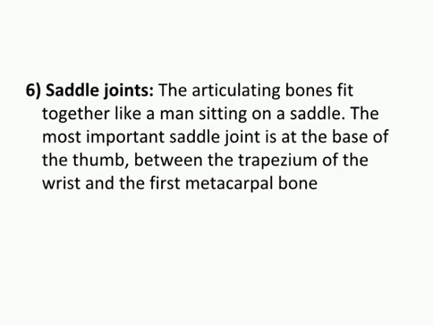Now the sixth type of synovial joint is the saddle joint. The articulating bones here fit together like a man sitting in a saddle. The most important saddle joint is at the base of the thumb between the trapezium of the wrist and the first metacarpal bone.